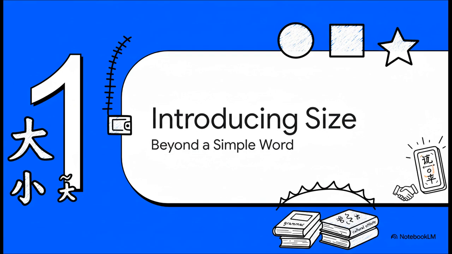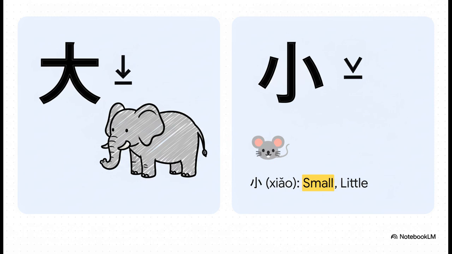Now, why start here? Well, because describing how big or small something is one of the very first things we try to do when we're learning a language. It's something we can all relate to, and for Mandarin, it's really the perfect gateway to understanding some of the core ideas behind the characters, the grammar, and even the culture. All right, so let's get right to it.